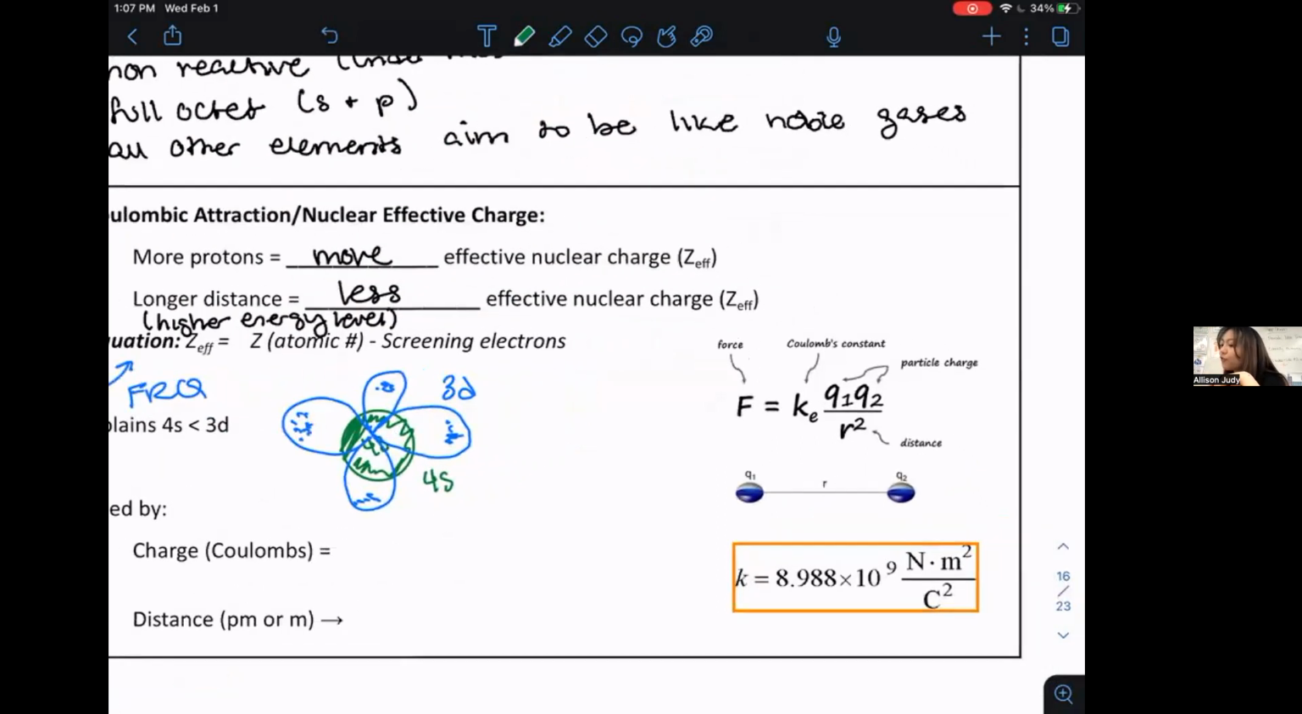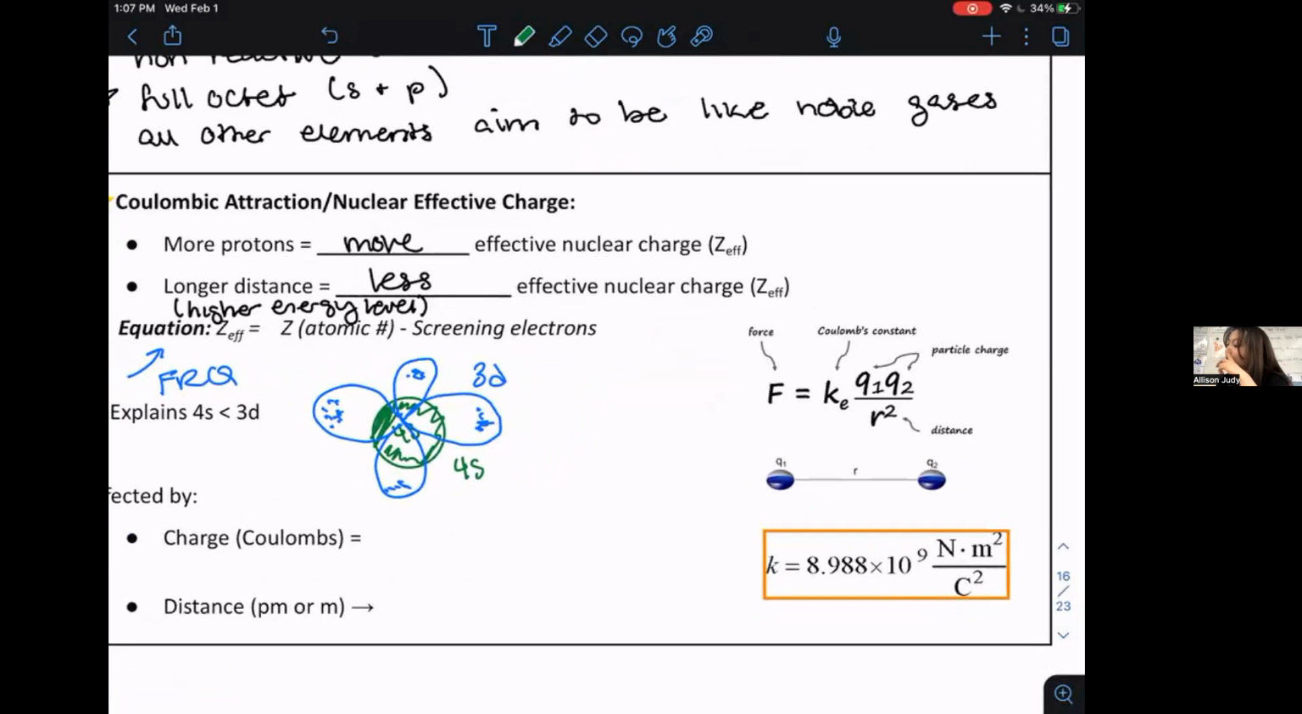The actual formula for calculating the Coulombic attraction force is this here. It's some Coulombic constant, times the particle charge times the particle charge, so like if you have one positive and one negative, the relative charge of your particles in coulombs, all over your radius squared, the distance between them. Notice, distance exponentially weakens the attraction compared to the charge boosting it. So that's something to consider.